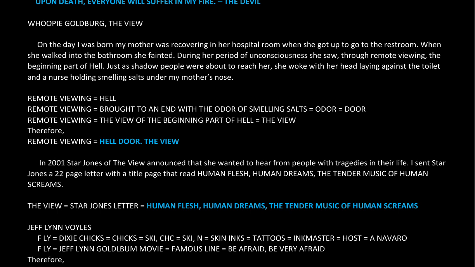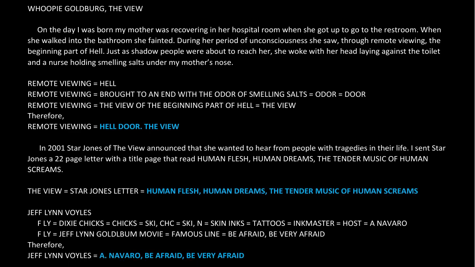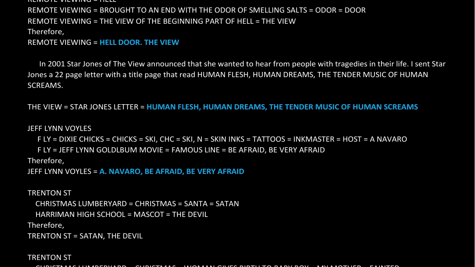In 1996, I was in a used bookstore and I just happened to pick up a book and open it to a random page. And when I looked down at the random page, the dialogue read, Human Flesh, Human Dreams, Tender Music of Human Screams. I thought it was a cool sounding line of dialogue, so I thought I'd make a point to remember it and use it. So I ended up using it for the title page of the letter that I sent to The View in 2001.